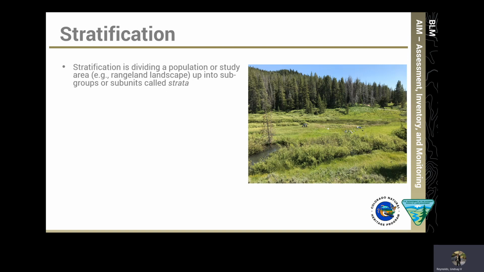Stratification is dividing a population or a study area, such as a landscape, up into subgroups or subunits called strata. This is best done prior to sampling. Stratification done prior to sampling is unbiased.